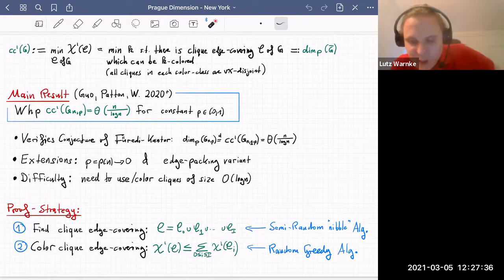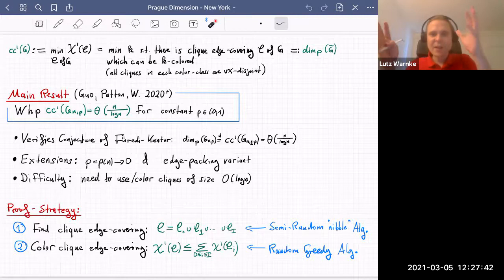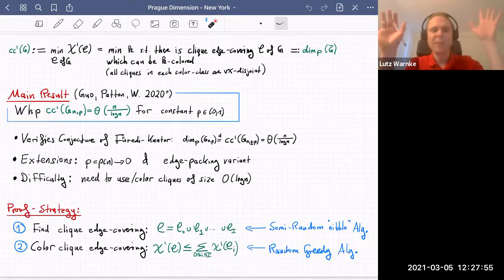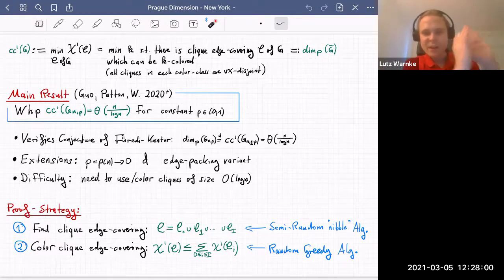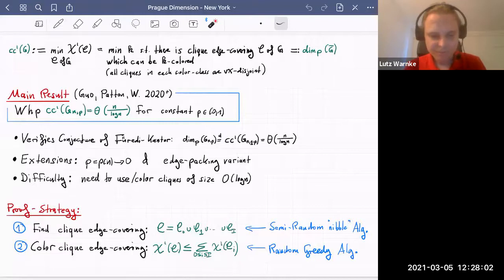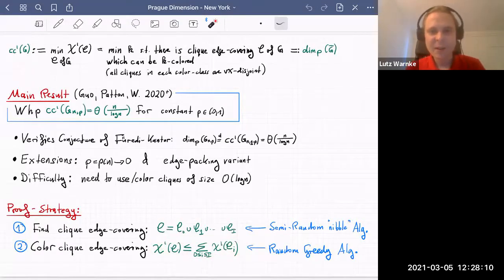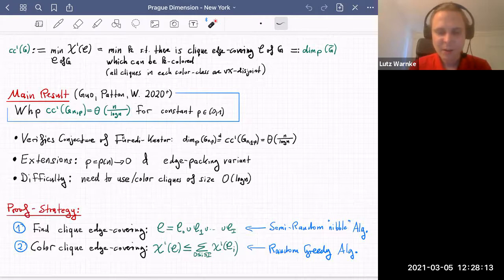There, we're going to use a random greedy algorithm, where basically you allow yourself a certain number of colors, and then you go through the edges in some random order and assign these colors. That way you get a valid coloring using not too many colors. Okay, so this is just the high-level picture. In step 1, we find one particular clique edge covering. In step 2, we show that we can color it using not too many colors. Let me give you a glimpse of how step 1 works, and then I'll spend most of the time on step 2, because that's where the main innovation of our work lies.